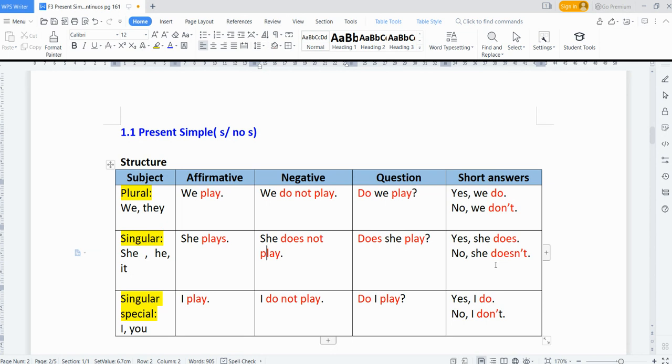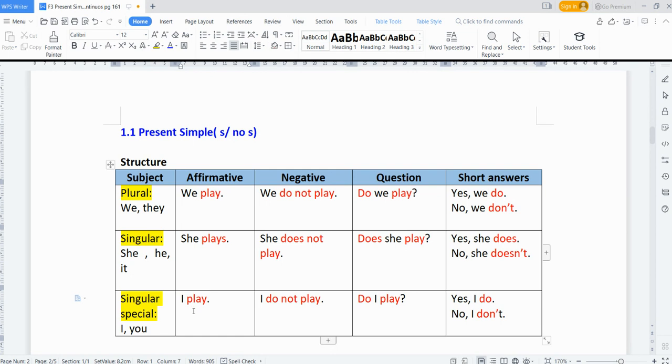And then we look at special I and you. I and you are both singular, but they are special. Okay, they follow the plural rule. For example, you don't say I plays, you say I play. Okay, I do not play for negative. If it's a question, you say do I play. If it's an answer, you say yes, I do, or no, I don't.